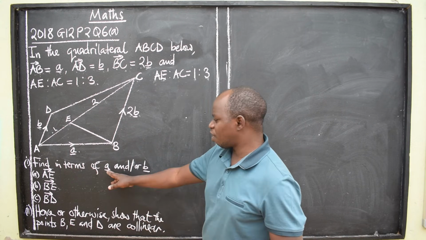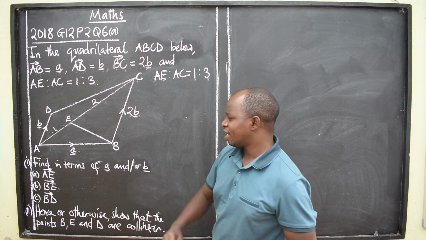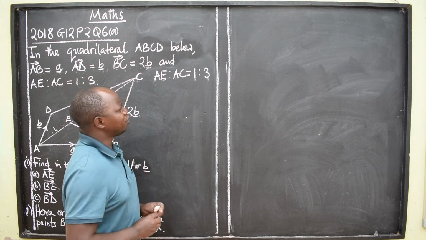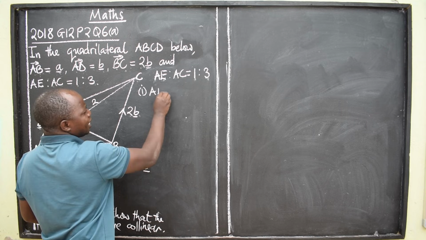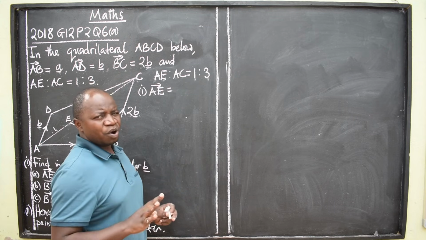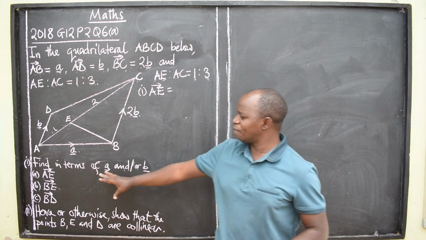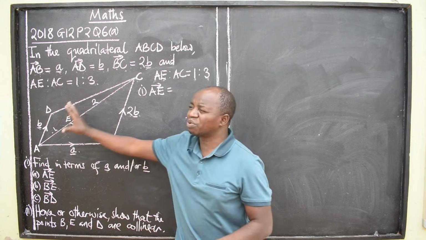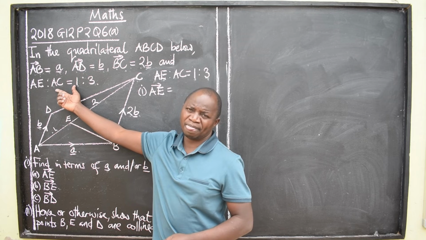Find in terms of vector A and/or B, AE. That is the first part. So we need to find the vector AE. Okay? Well, there are two major ways in which you will be finding vectors. One is by using the routes. Two is by using the ratio.